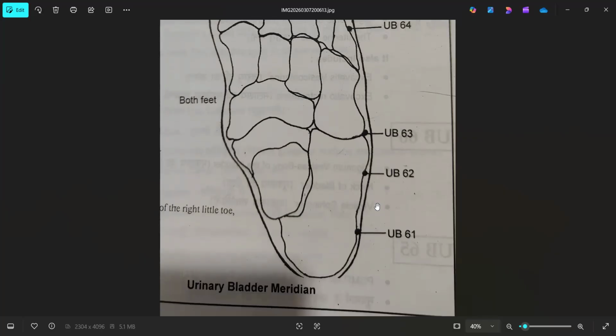Then, of course, there are all simple points. UB 54 is the new number, and the old number is BL 40, just behind the knee. The popliteal plexus, which again should be used for sciatic pain, etc. Right?